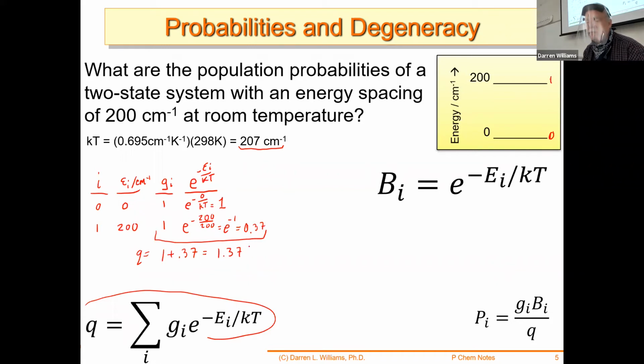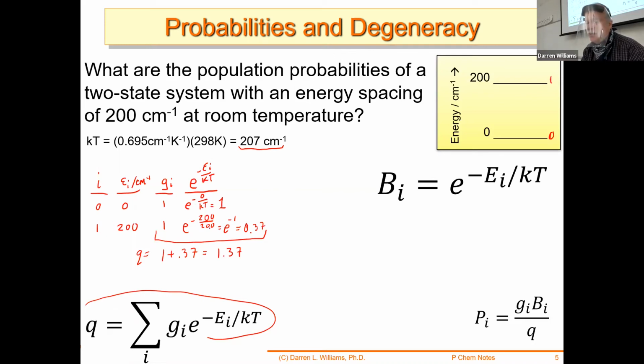So how would we get 0? Well, we'd get 0 if, let's say, our temperature was so low that this number was essentially e to the minus infinity. So e to the minus infinity is essentially 0. And so then we would have no excitation.